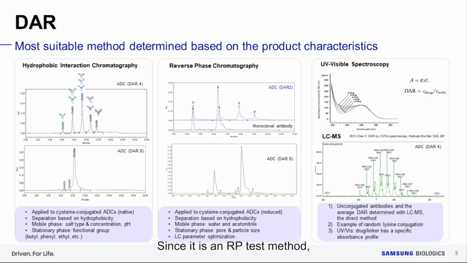Since it is an RP test method, the mobile phase is water and acetonitrile, and the analysis method is developed by optimizing the pore size of the resin and particle size. Also, LC gradient conditions can be optimized. The remaining 2 analytical methods, UV spectroscopy and mass spectrometry, are also applicable to lysine conjugation.